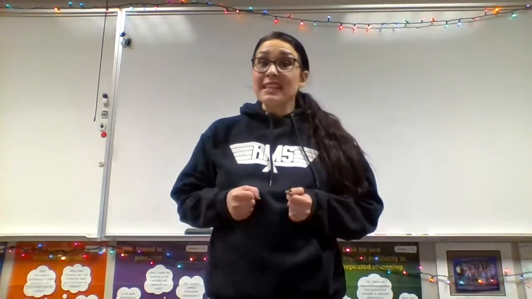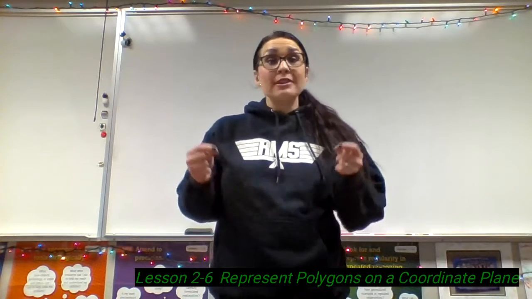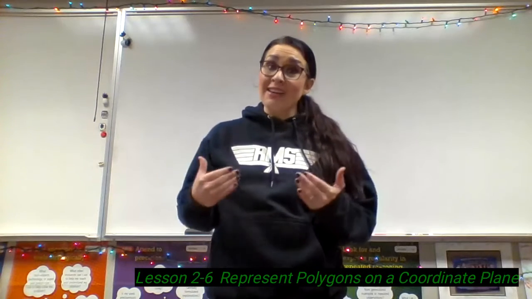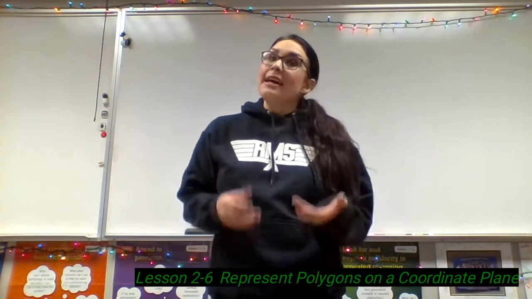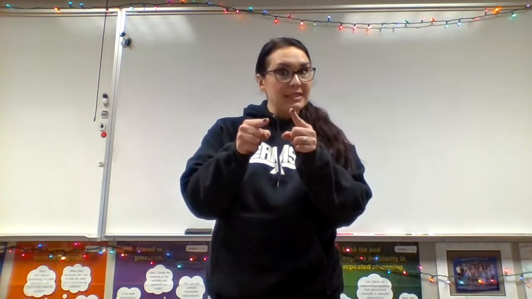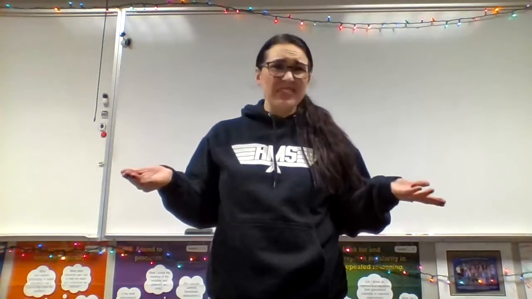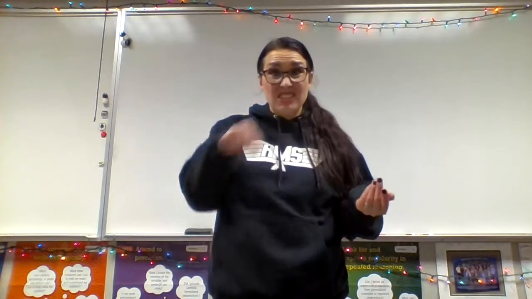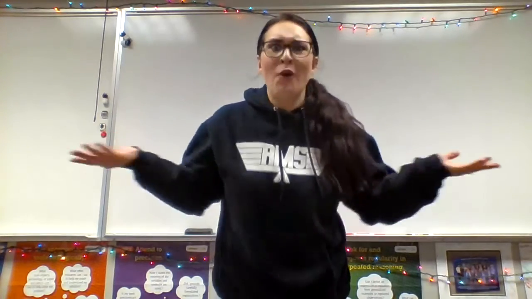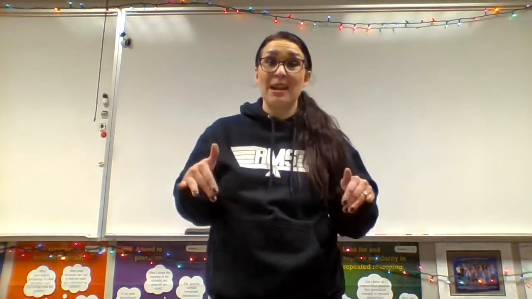Okay, friends, this lesson goes over 2-6, which is in your Envision book. Again, we're representing polygons on a coordinate plane. Now, a polygon is any closed shape with straight sides. So a circle, I love a circle, but it's not a polygon because it has curved edges. No sides at all, Mrs. Schlecht, right? A circle is just a circle, so that's not a polygon.